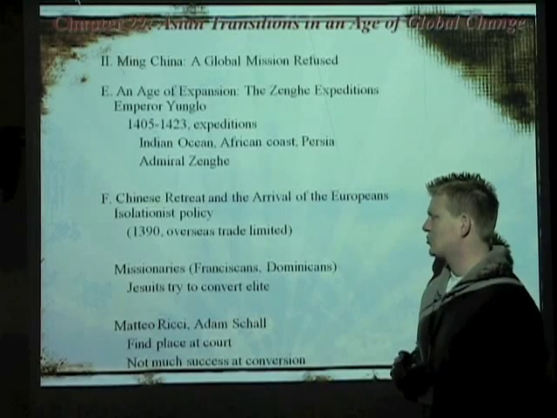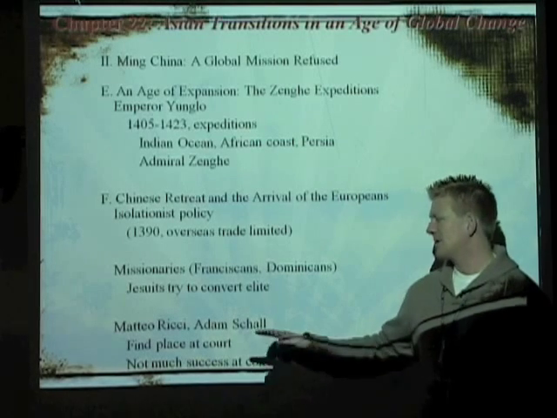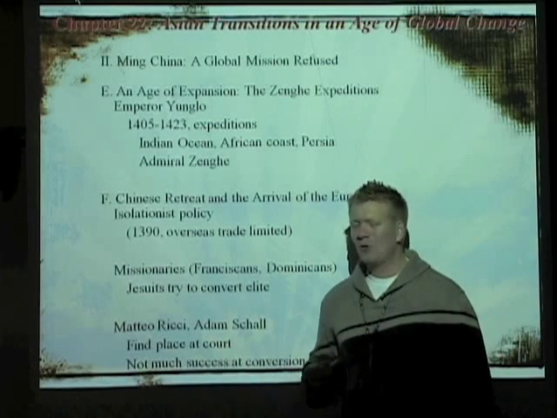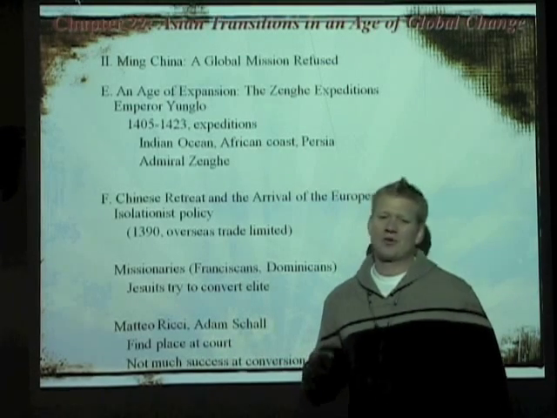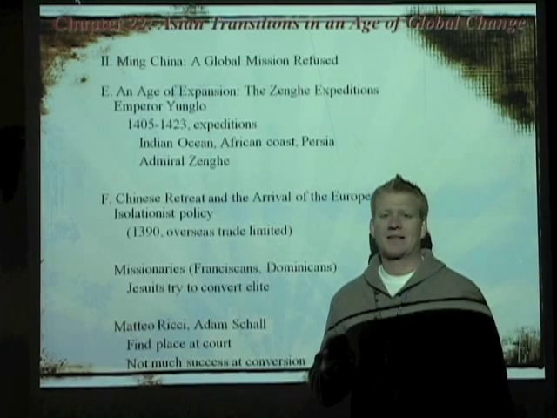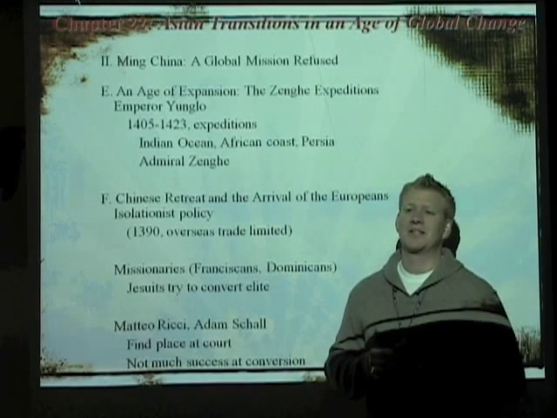Missionaries. You're going to have the Jesuits try to convert the elite. So they're going to be moving into the courts at Beijing. Matteo Ricci and Adam Schall are your two major ones. And they don't find much success in conversions. There is some curiosity and some interest in some of the technology and the fact that these big, white, hairy barbarians can actually be intelligent.